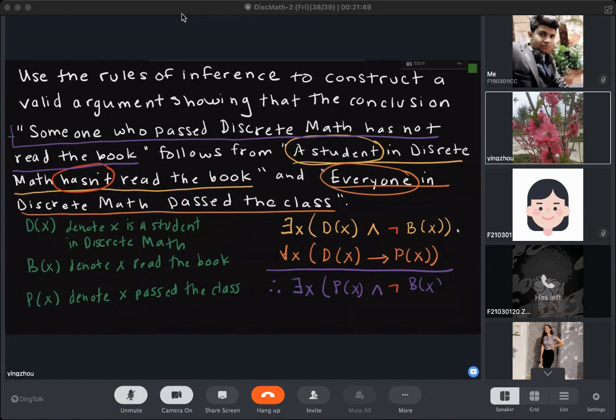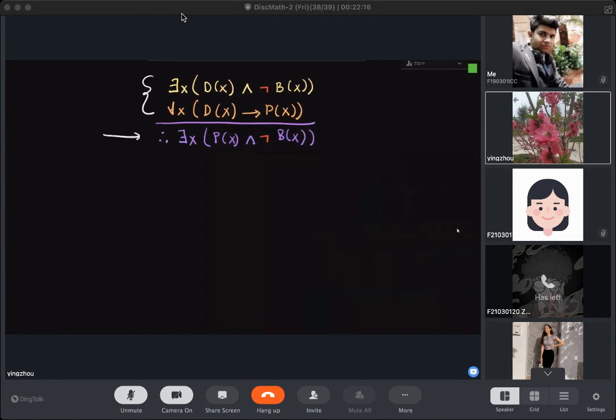Now, I haven't proved anything yet, but what I've done so far is organize my thinking so that I know what my premises are and what I want my conclusion to be. So now I'm going to move on to actually doing this work. Now we know where we're headed: our premises, and our conclusion. Now I want to figure out a valid argument using my rules of inference that helps me use those two premises to arrive at the conclusion.